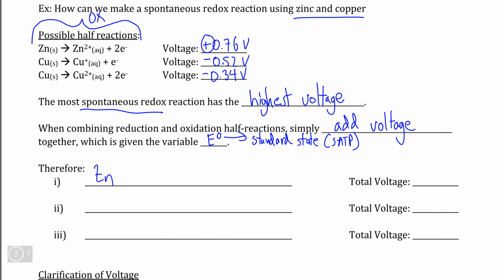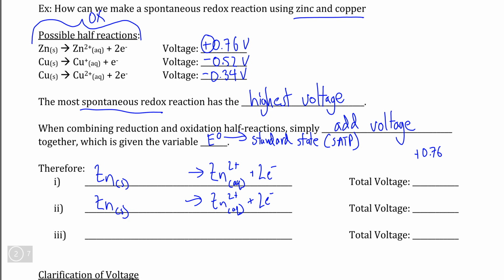So let's go ahead and write in zinc's oxidation as a starting point to both of these redox reactions. So in both cases, zinc would be oxidized into Zn2+ with 2 electrons. So that's exactly what we're writing in here. Next, we can start our calculation by indicating the voltage of the oxidation reaction like so.